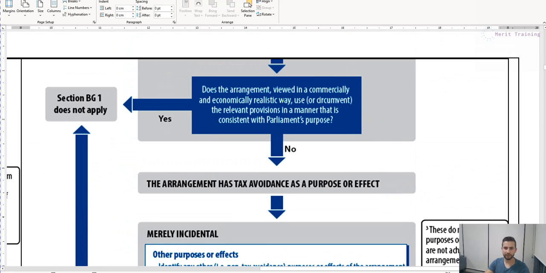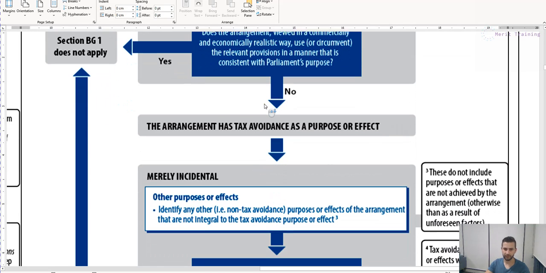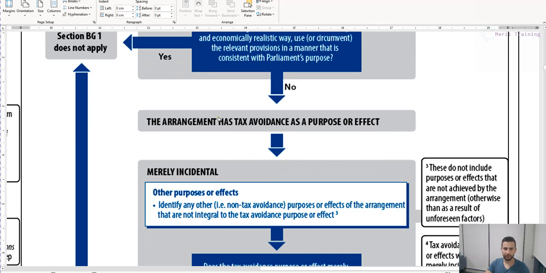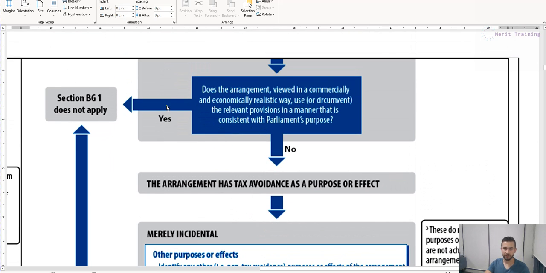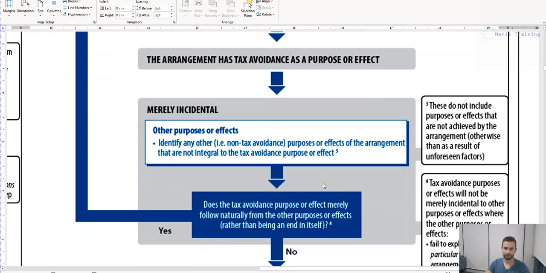Is it used to circumvent the relevant provisions in a manner that is consistent with the Parliament's purpose? So in simple terms, what is the underlying meaning of the act, and has this acted in a way that was consistent with the purpose in the act? So if the answer is no, they haven't acted with the intention of the Parliament, then the arrangement has tax avoidance as a purpose.